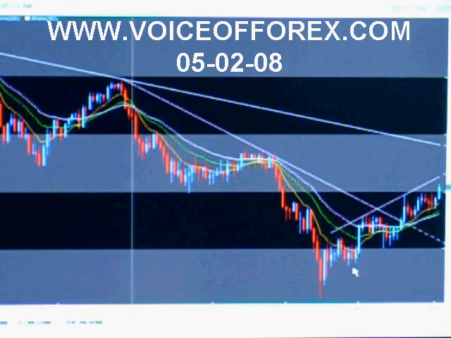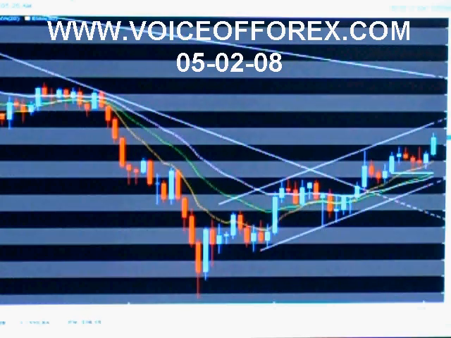And we have channel line support as well, just under that 30 exponential moving average, right around that 103. But again, this level here I see is important. This dollar yen, big breakout here. Big breakout. And I see channel line resistance up at that 109.